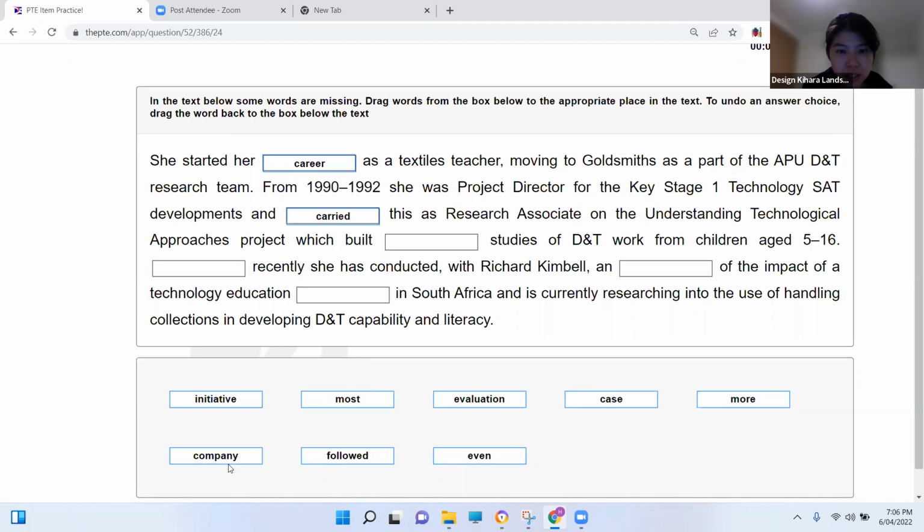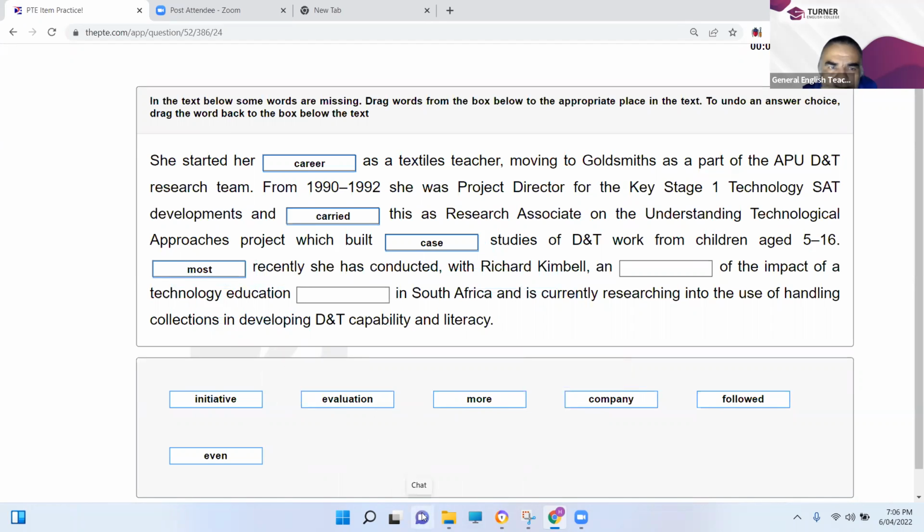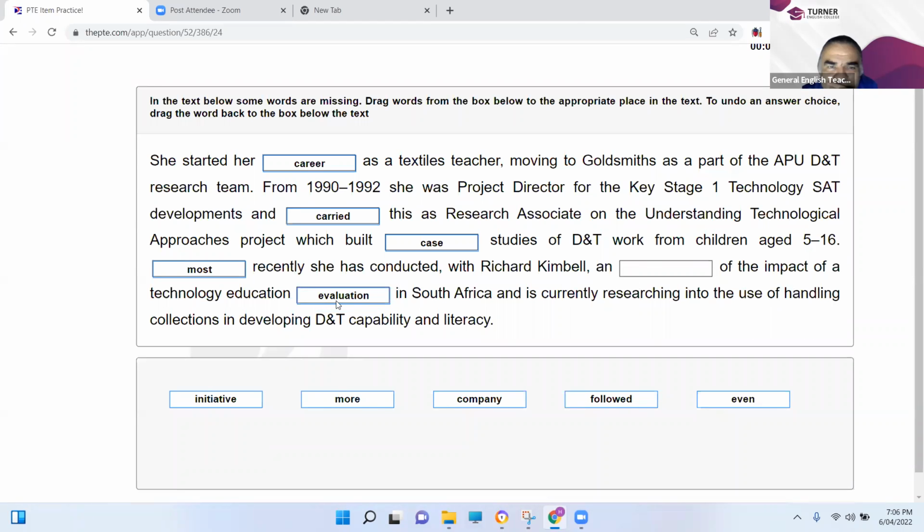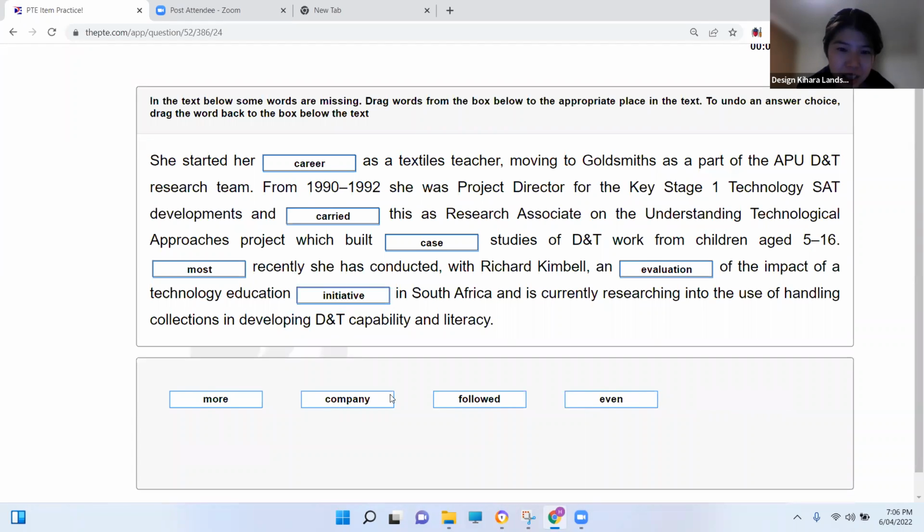Build case studies. Okay, and most recently. Very good. And an evaluation of the impact of something. And the impact of a technology education initiative. Not sure. Okay. Anyone else?